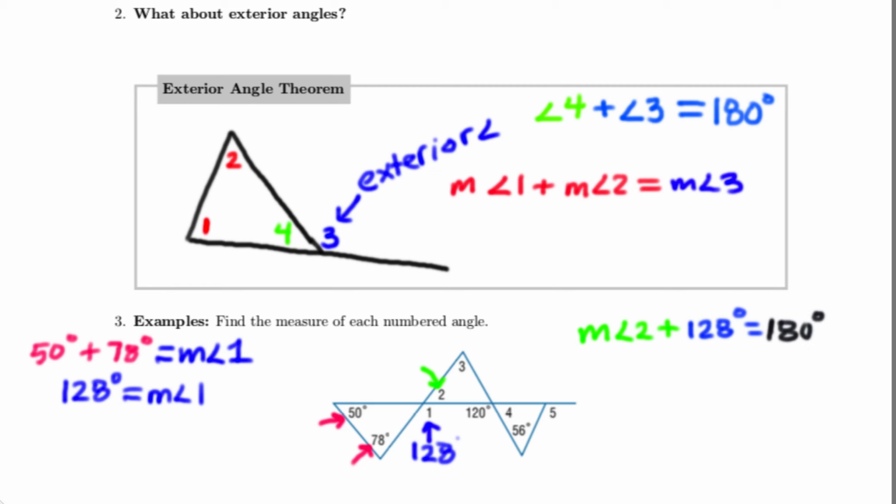All right, so after we do a little bit of the math, what we end up finding out is that the measurement of angle 2 is equal to 52 degrees. So we can say that angle 2 is 52 degrees here. Now, taking a look at this triangle. So now I'm looking at this triangle right here.